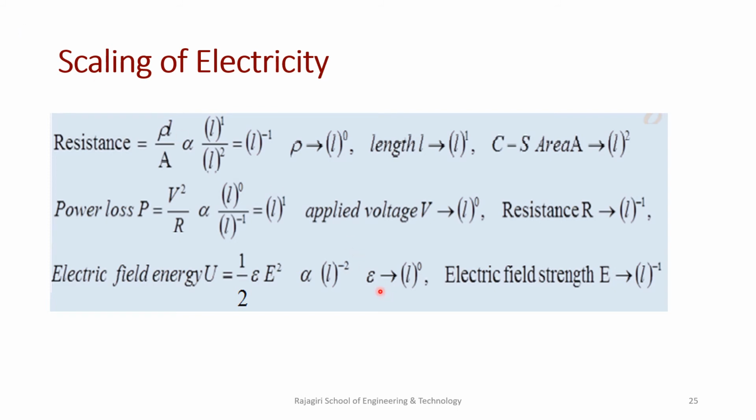Epsilon is not related to the linear dimension, hence it can be expressed as L raised to 0, whereas the electric field strength E is given by the voltage divided by distance. Distance is proportional to L, so electric field strength E will be proportional to L raised to minus 1. So substituting this, electric field energy will be proportional to L raised to minus 2.